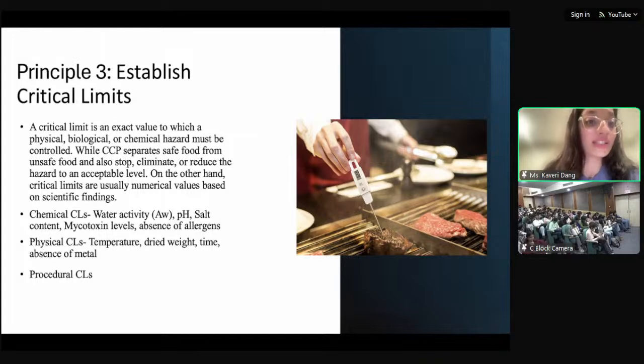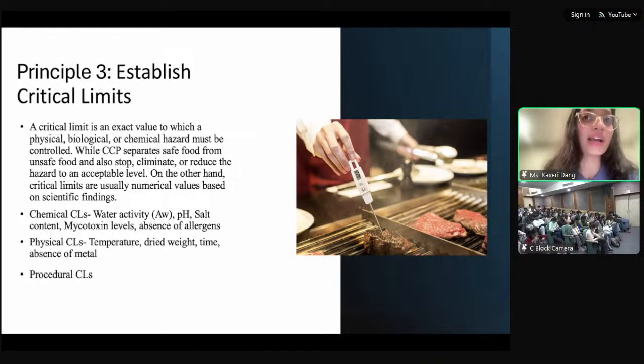The next one is physical critical limits, which include temperature, dried weight, time, and absence of metal. These are all physical critical limits. Just like how we established our pH, in the same way we can establish a specific temperature. These are all based on scientific findings. Let's say if I am in a milk facility.